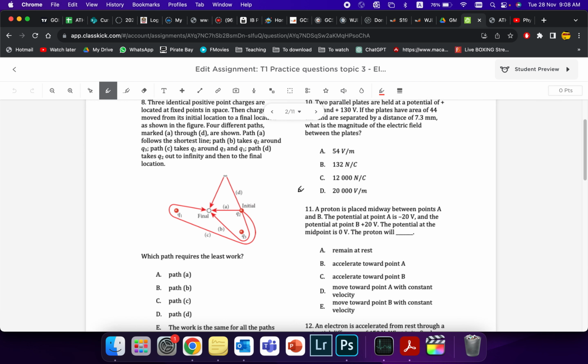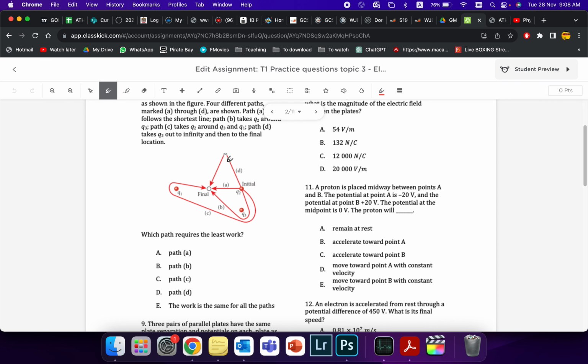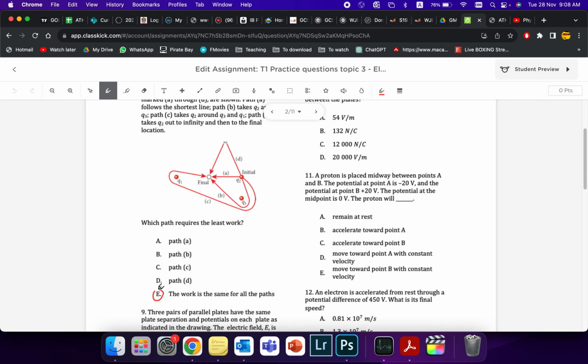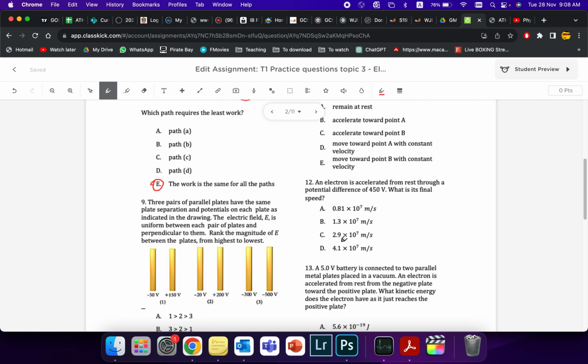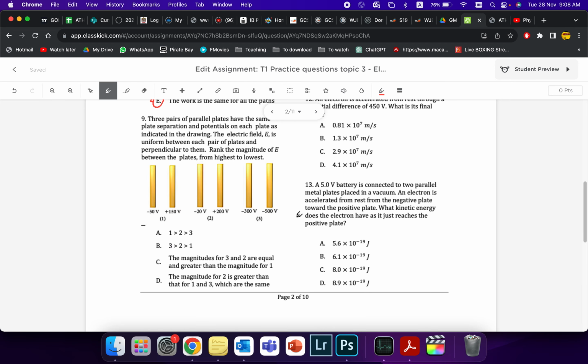So the same idea over here, if you notice that they all start here and they all finish here. So it doesn't matter if I go to infinity and beyond, I will have the same work. So that means this will be E. Over here, you have 3 pairs of plates. You need to find the magnitude of the electric field between the plates and rank them from high to low.